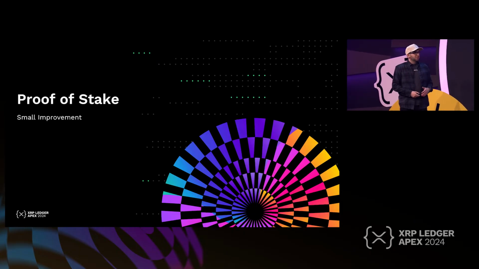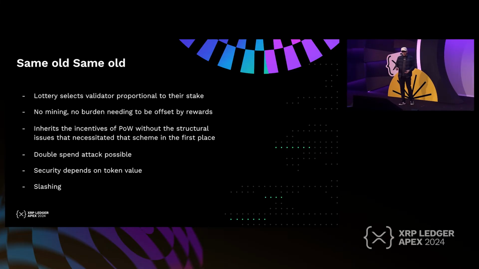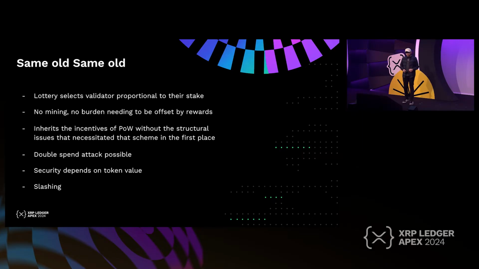Proof of stake, small improvements, really, but it's not solving the problem. Same old, same old. It's just a change in a lottery, basically, and it's just proportional to the stake. The only thing that they're solving is that the expensive mining is gone, but anything else is still there. It literally inherits the same incentive mechanism as Bitcoin without justifying the structural problems, because you have mining you need to offset with rewards. You don't have this in proof of stake, but they still get the same reward scheme. So it's even more skewed towards the validators.